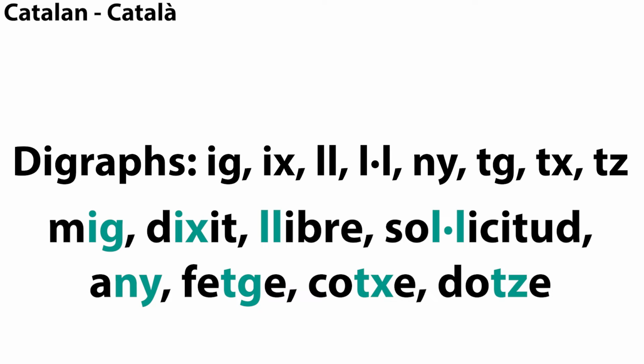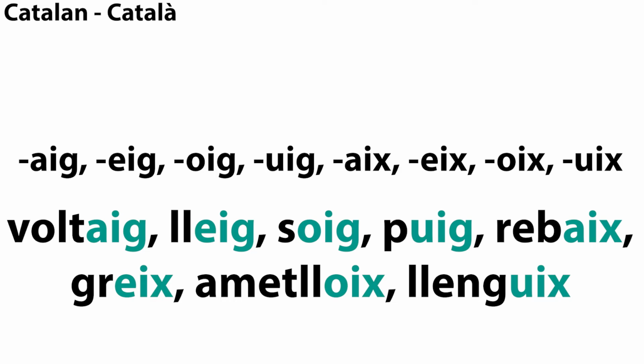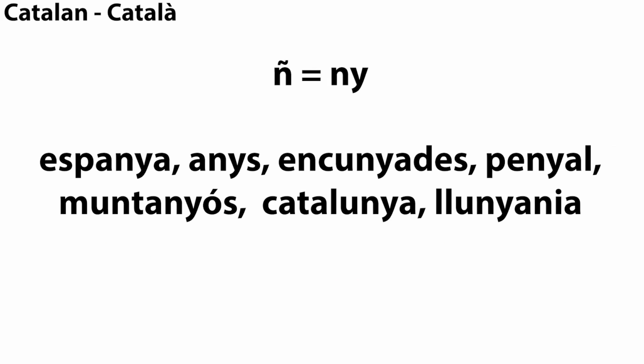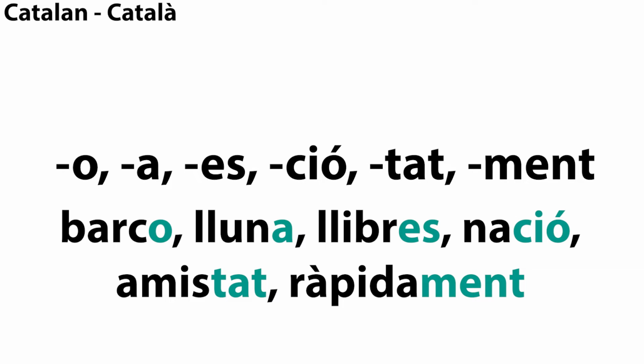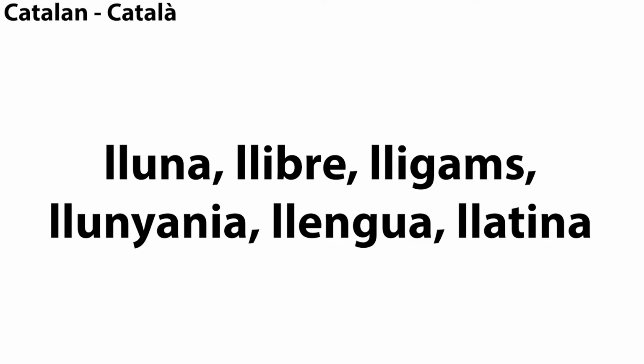Some popular digraphs you may see in Catalan include IG, IX, double L with the interpunct in the middle, NY, TG, TX, and TZ. It is popular to get syllables and words ending in these endings right here up on screen. The letter Y is only used in combination with NY, which replaces the Spanish ñ, but you may also see the letter Y being used on its own when it comes to loan words. Popular word endings again are up on screen. The word beginnings of double L, which is again common in Spanish and also Welsh.